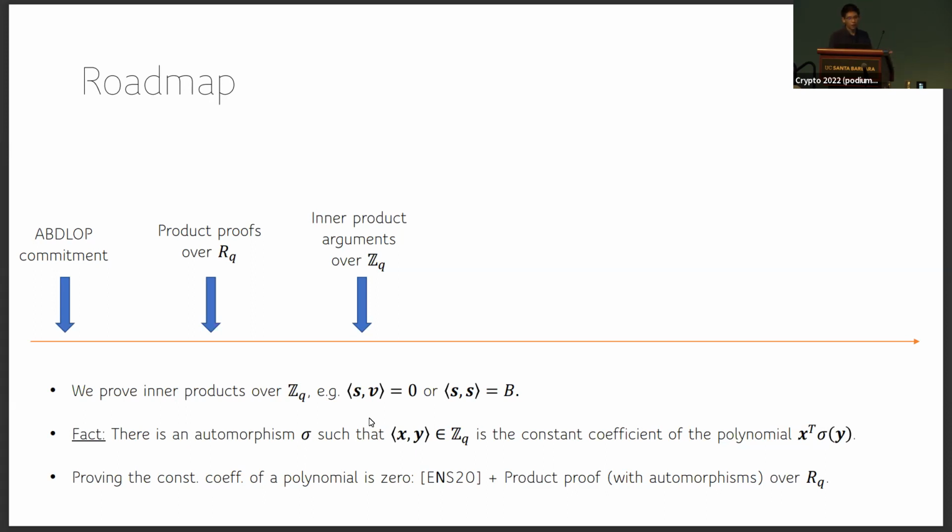And then to prove that the constant coefficient of a polynomial is 0, we can adapt the technique from ENS20 along with the product proof with automorphisms over RQ. I hope it's clear why this product proof with automorphisms is useful, because the polynomial for which we want to prove the constant coefficient contains the automorphisms. So that was the main motivation why we wanted to extend these quadratic equations.